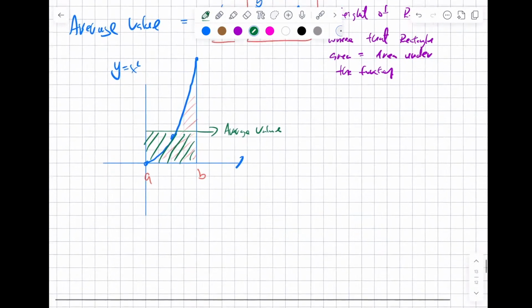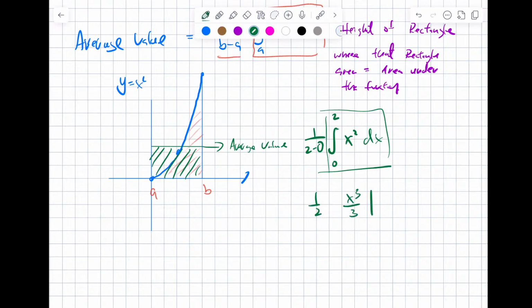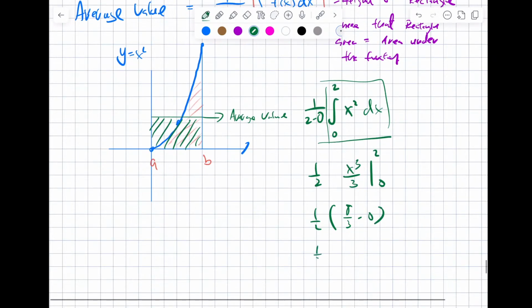So for example, if I want to find the average value of this, I just do the integral of x squared dx between 0 to 2 and 1 over 2 minus 0. So this is going to give you the area under the curve, which is integration from 0 to 2, which is 1/2 times x cubed over 3 between 2 and 0. And this is 1/2 times 8 over 3 minus 0. So 1/2 times 8 over 3 is equal to 8 over 6, which is equal to 4 over 3.